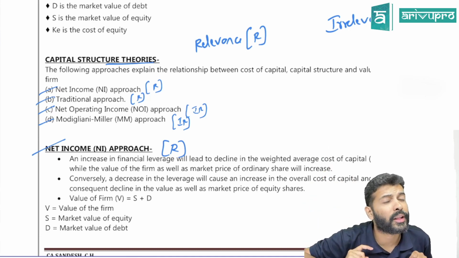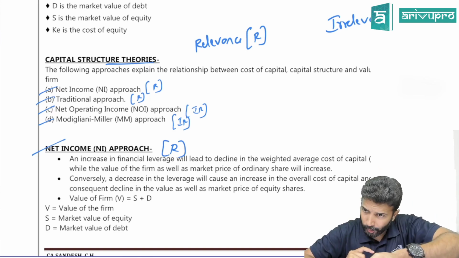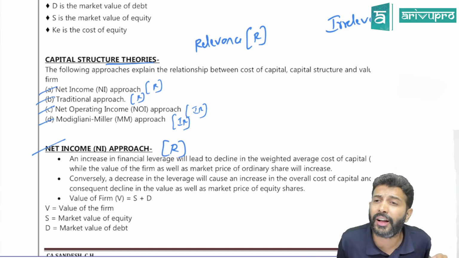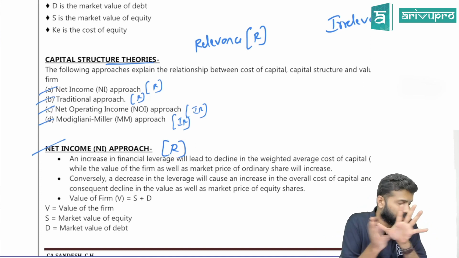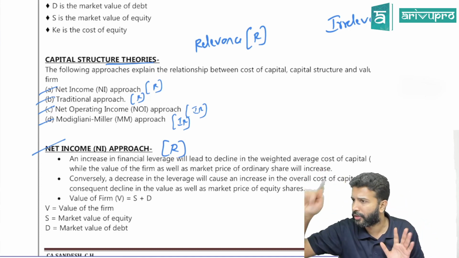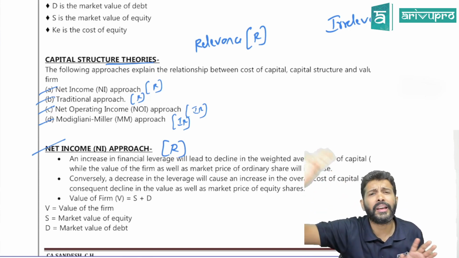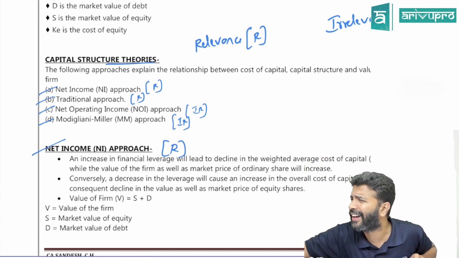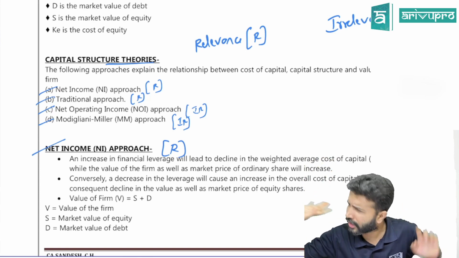Under relevance theory, what are they arguing? Debt is important to increase or decrease the market value of the firm, or rather debt impacts the value of the firm, as in V. Under irrelevance theory, they are arguing that debt does not have any impact on value. That is what they are arguing about.